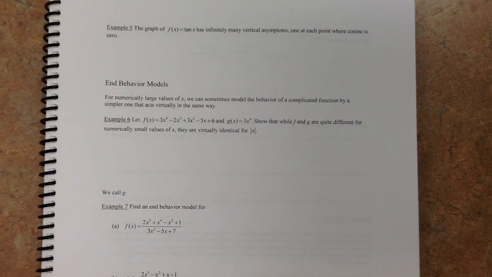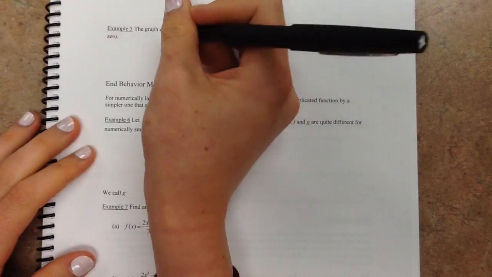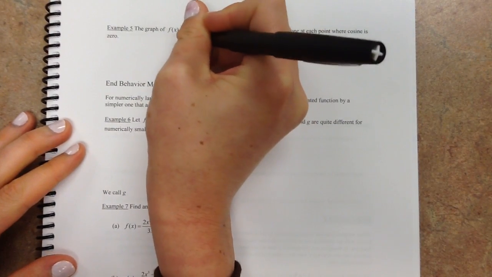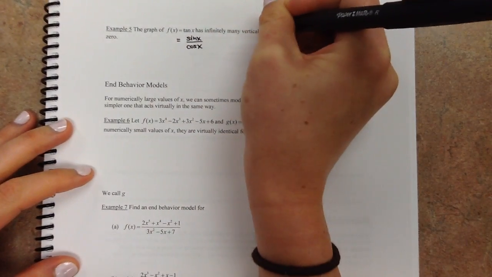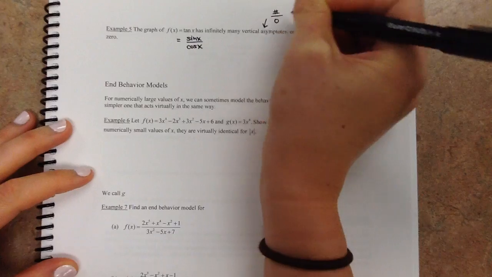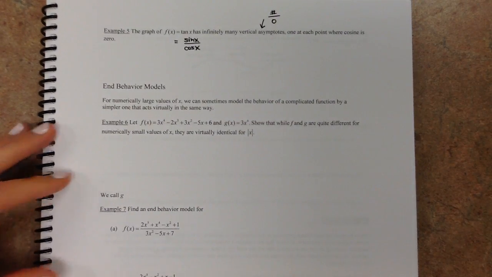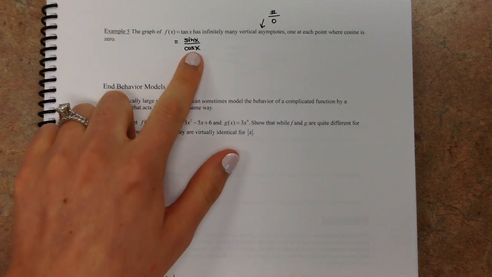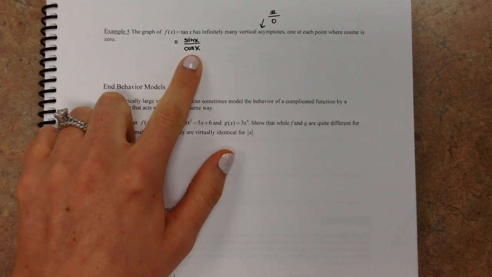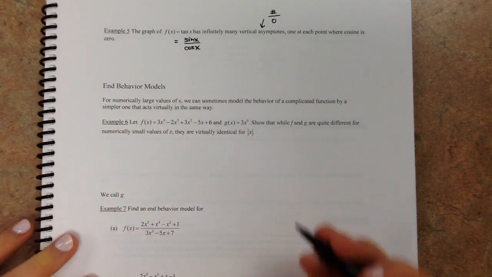Okay, example 5, this isn't really something we need to solve, just kind of something to note. The graph of tangent has infinitely many vertical asymptotes, one at each point where cosine is 0. So let's make a little note about this. Tangent is the same as sine over cosine. And we said that vertical asymptotes exist whenever you have a number over 0. So basically, whenever the denominator is 0, but the numerator is not 0. So tangent would have a vertical asymptote whenever cosine is equal to 0.